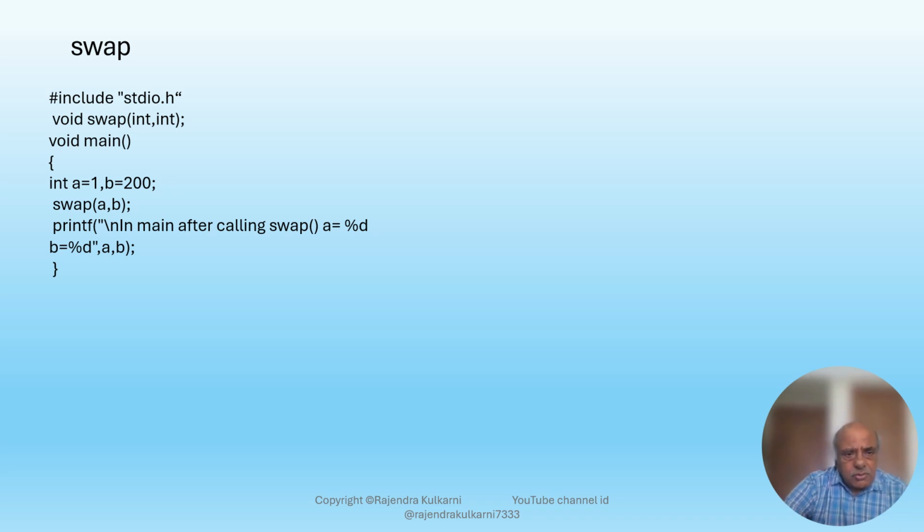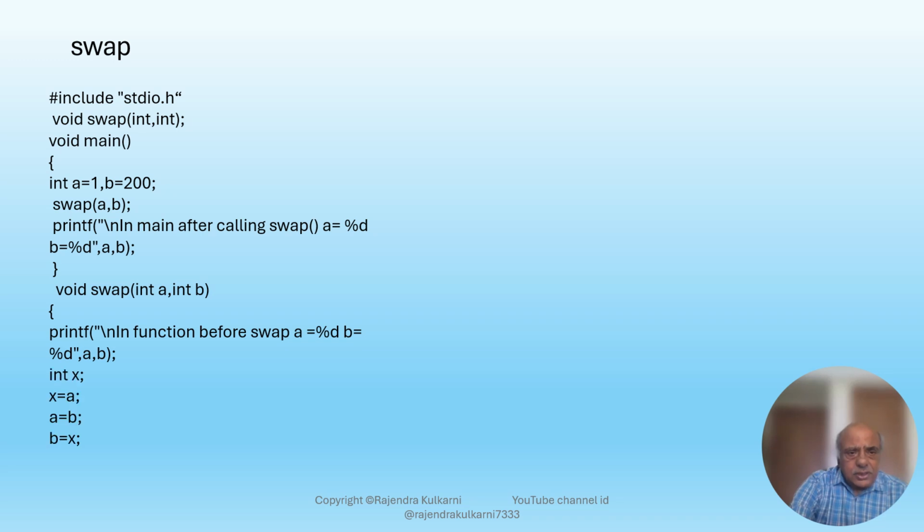After the function call, when the program comes back to the main, there is a printf statement which tells us in main after calling swap what the values of a and b are. Now this is the function definition. In function swap, a will be assigned the value of variable a of main, b will be assigned the value of variable b of main.